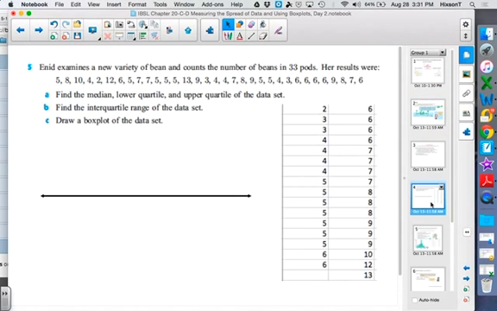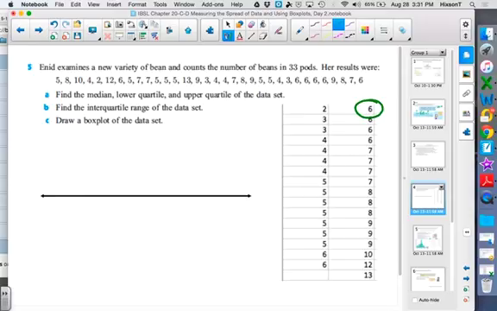Now, real quickly here, let me just walk through one with you. There are 33 bean pods that Enid was examining, okay? And she was counting the number of beans that were actually in the pod. One pod only had 2, one had 13, and then you see all the rest here, okay? Now, if we have 33 pieces of data, our median is going to be that 17th one. Okay, so the middle is 6.